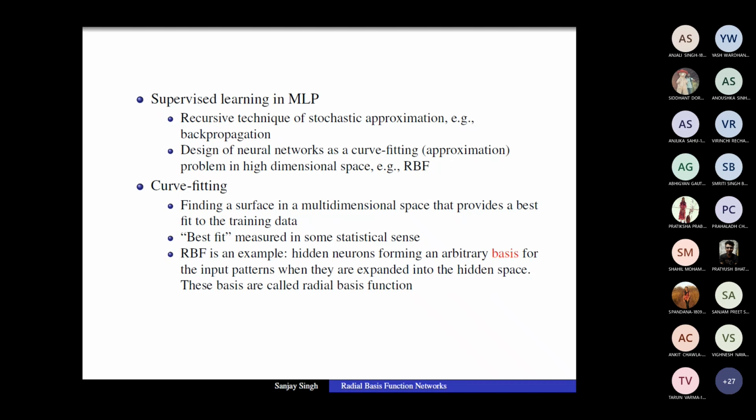And RBF, that is radial basis function, is an example: hidden neurons forming an arbitrary basis for the input patterns when they are expanded into the hidden space. These bases are called radial basis functions.